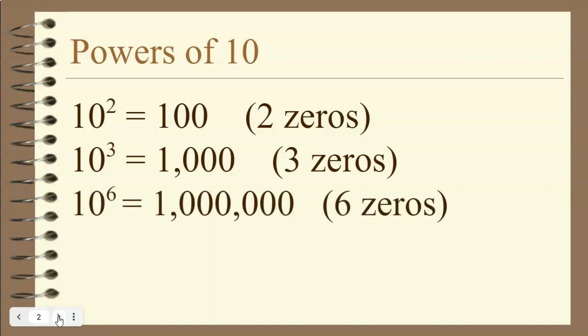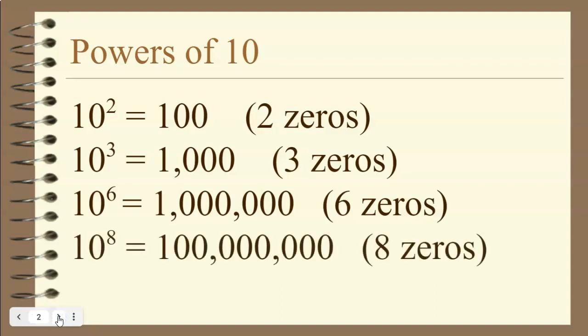10 to the sixth power, well, that's 1,000,000 with 6 zeros. 10 to the eighth power, that's 100,000,000 with 8 zeros. So I think you can see the pattern that the exponent and the number of zeros in our answer are the same. That makes it really easy to deal with the powers of 10.